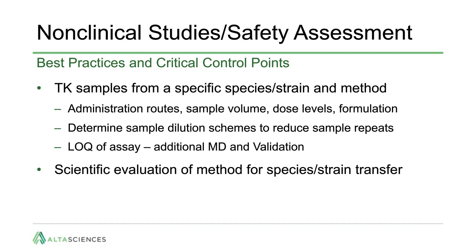gavage study to analyze samples now being produced from an IV bolus, can usually be addressed with sample pre-dilution schemes to reduce sample repeats. Study designs and dose levels and test formulations that now require a lower limit of quantitation to produce meaningful data may need additional time and resource allocation for method development and/or validation. Scientific evaluation of transferring methods for validation between species and strains is required, and assumptions on a simple transfer between matrices should be avoided.